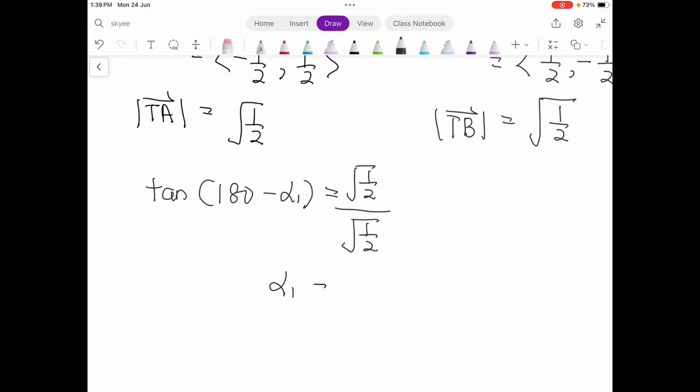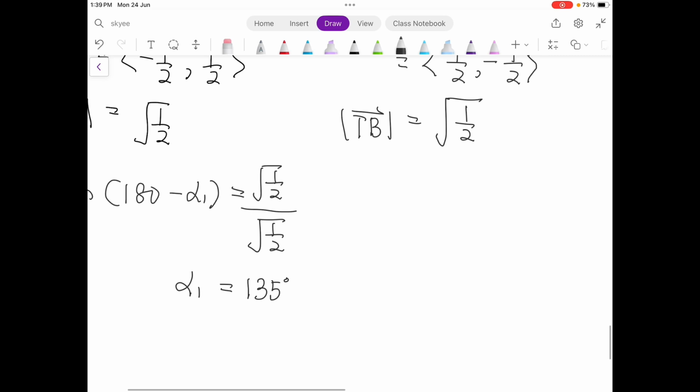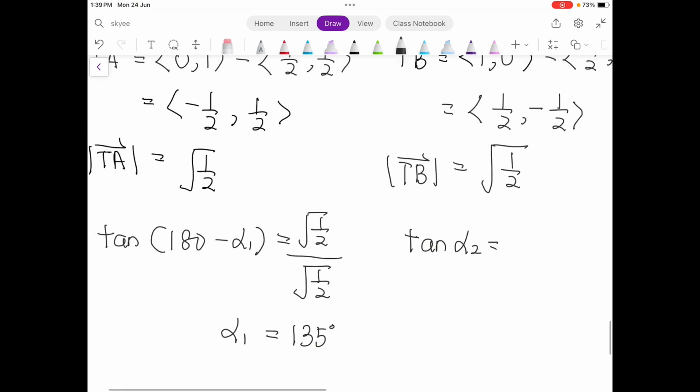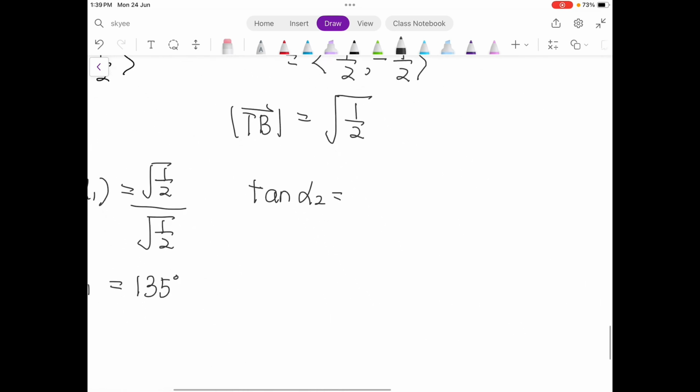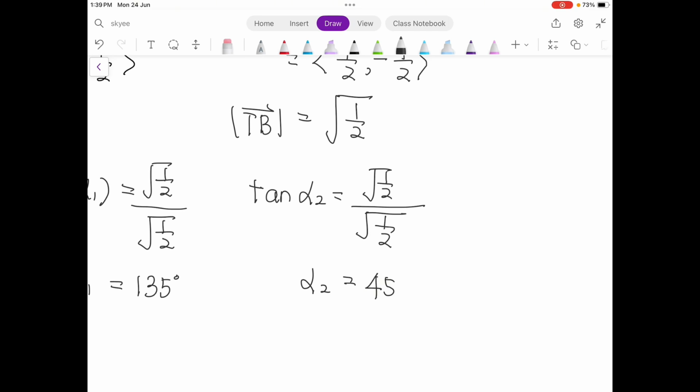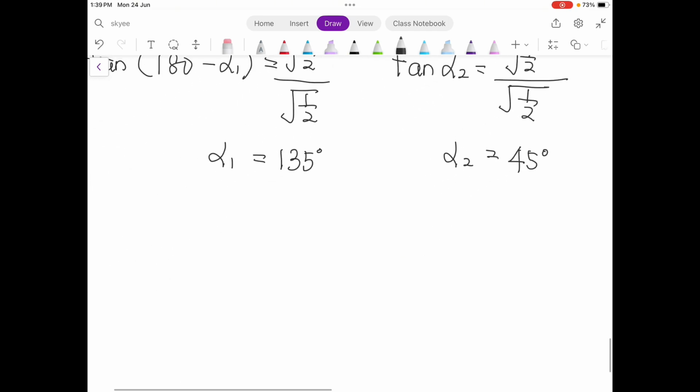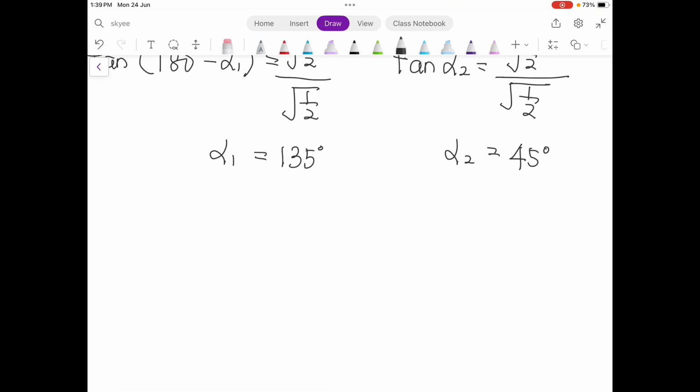So the alpha 1 is 135 degrees, whereas for the alpha 2, you can see alpha 2 is here, so you know the length is the same thing. So alpha 2 is 45. Okay, you get this already. Right, now I'll turn to the term of phi.